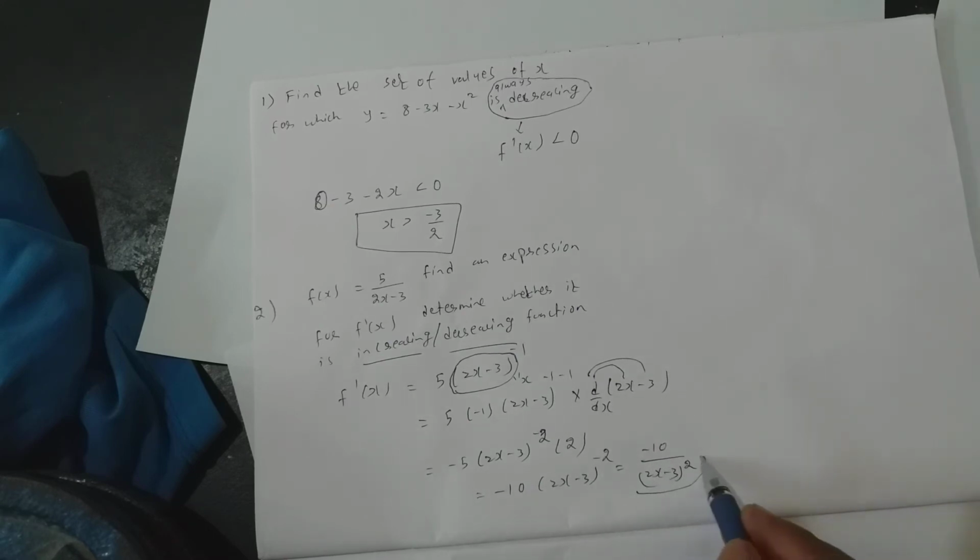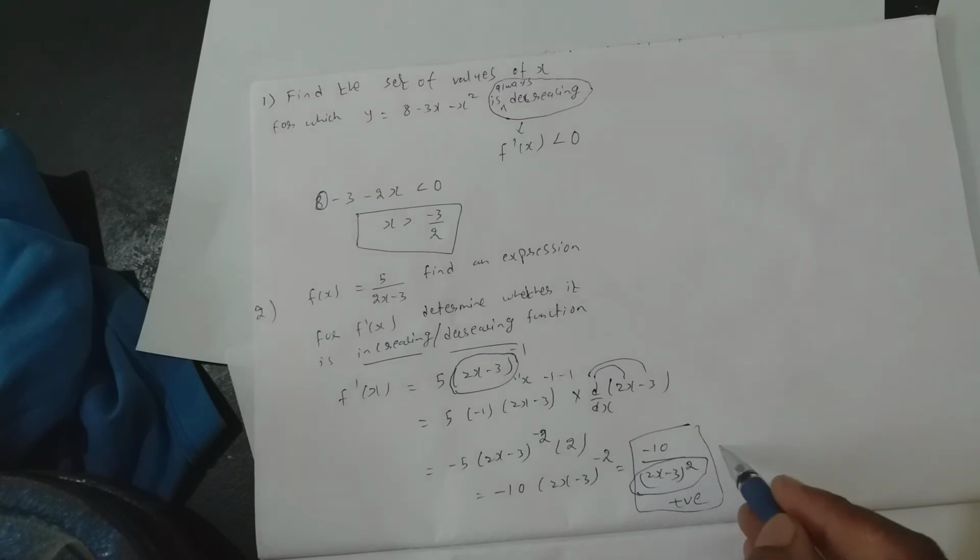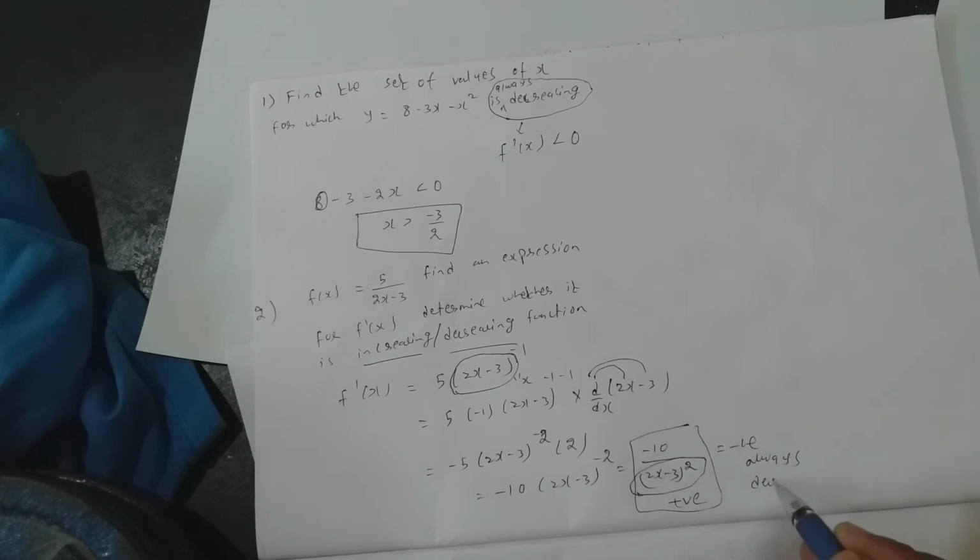For whatever value of x, this is always positive. So my entire expression will come always negative. That means this function is always decreasing, because for whatever value of x I take, my f dash x value is negative. So this function is always decreasing. Am I clear?